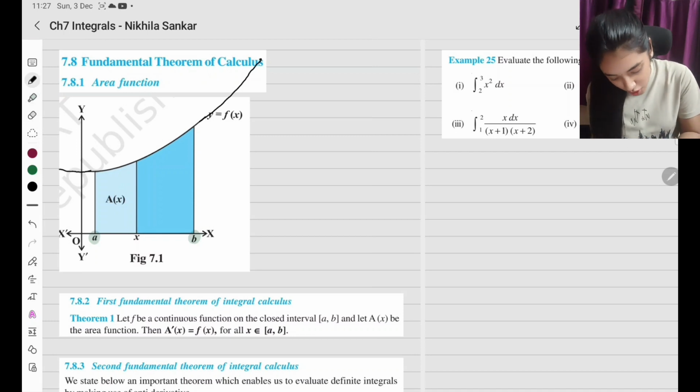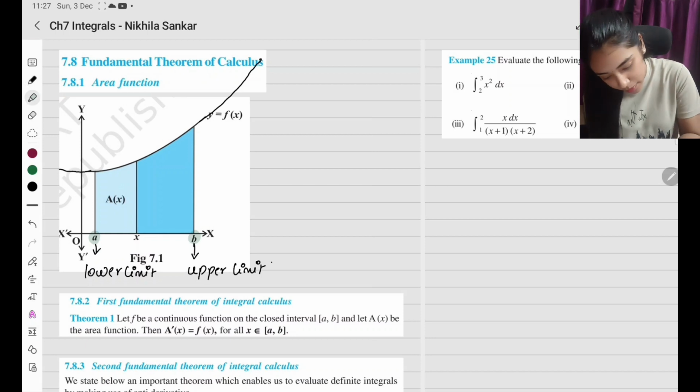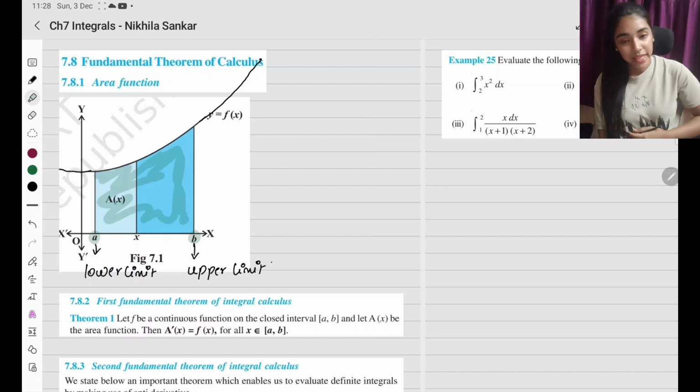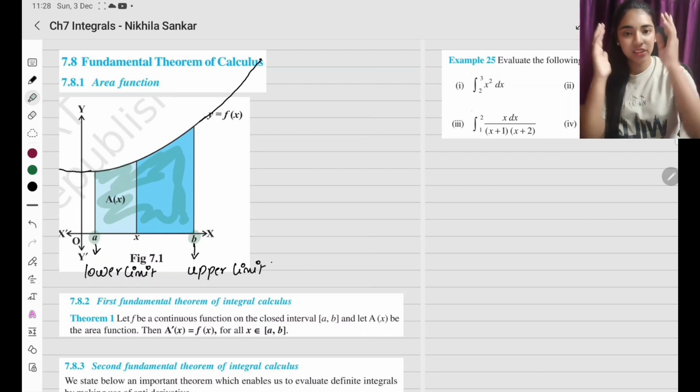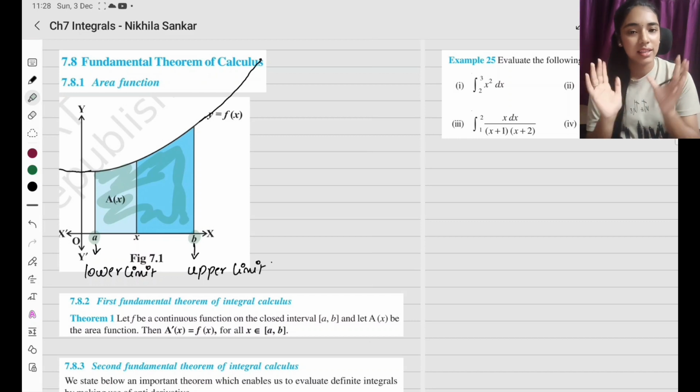So this is called the lower limit. Okay, we call this the lower limit and we call this the upper limit. And in the lower limit and upper limit kulla irukra this particular shaded region, we call it the area function. Okay, so area within the integral, when you have lower limit and upper limit, we call it the definite integral.